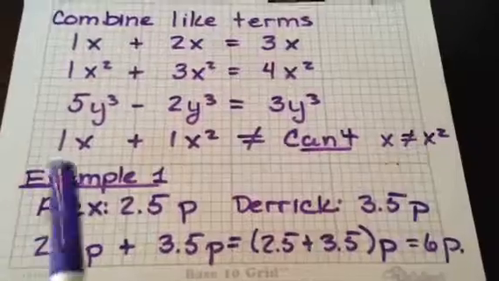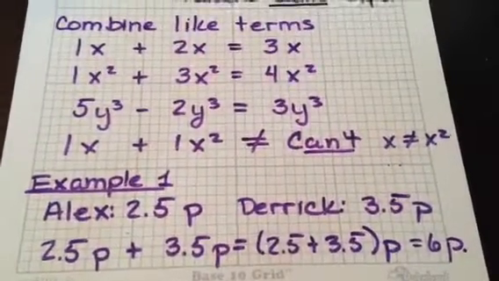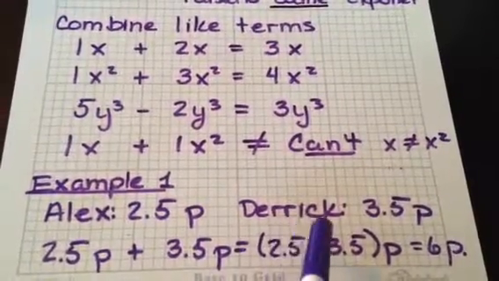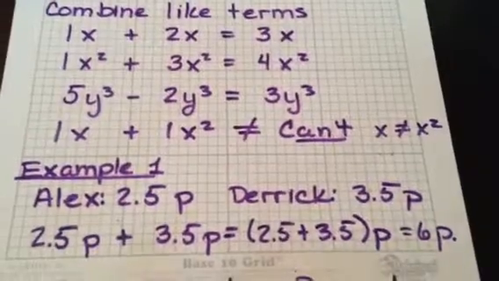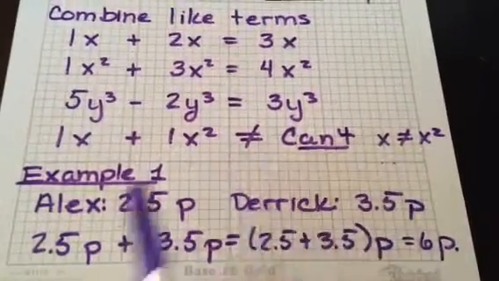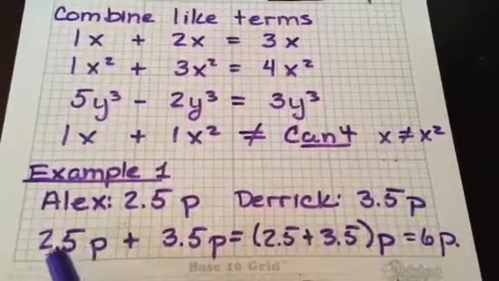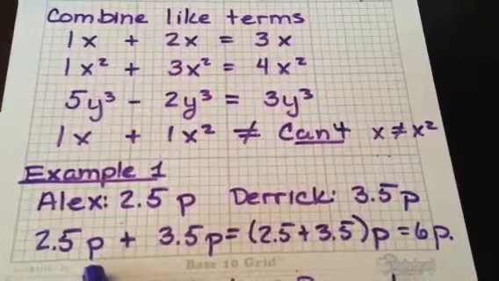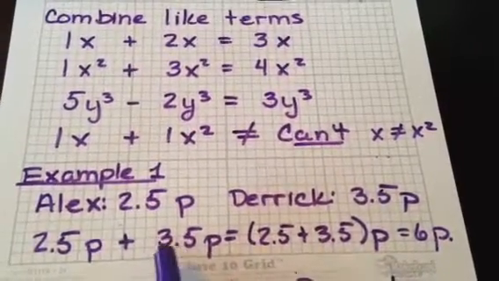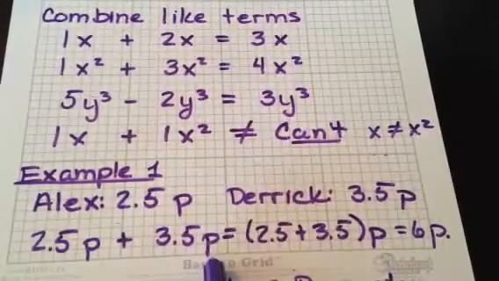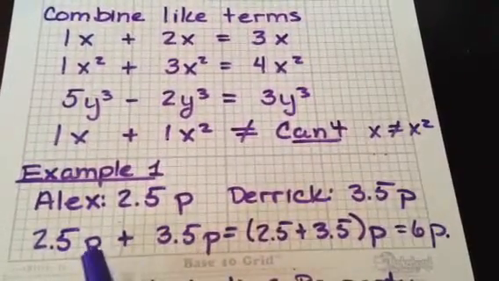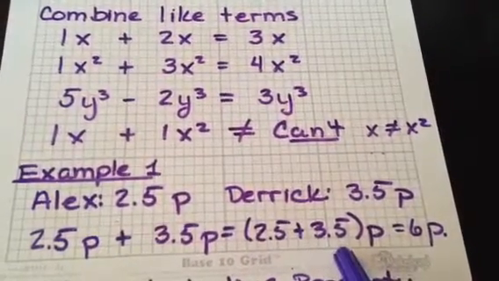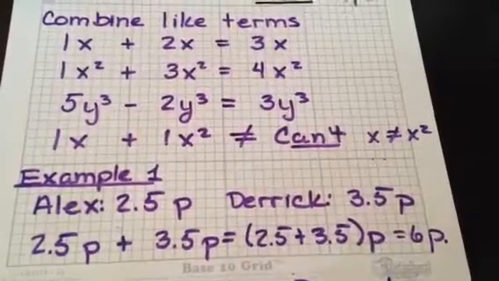So in an example, they have Alex and Derek buying apples. Alex buys 2.5 pounds, and Derek buys 3.5 pounds. So they ask, what's the expression for what they buy all together? You can write this: the amount that Alex spends on apples is 2.5 times the price of the apples. How much Derek spends is 3.5 times the price of the apples. So I can combine these two terms because they're both p, and when I do that, I get 2.5 plus 3.5 in parentheses times p.